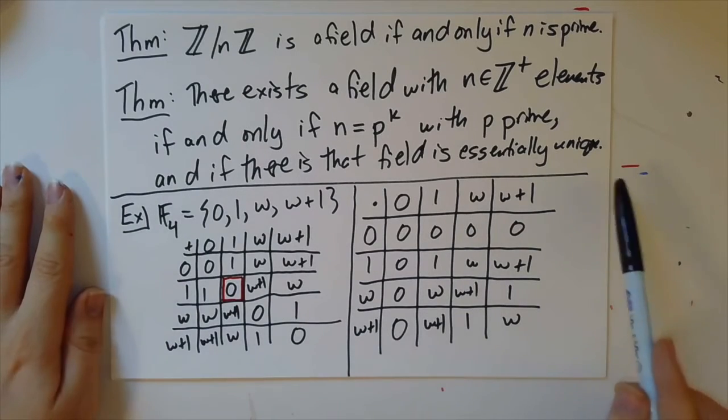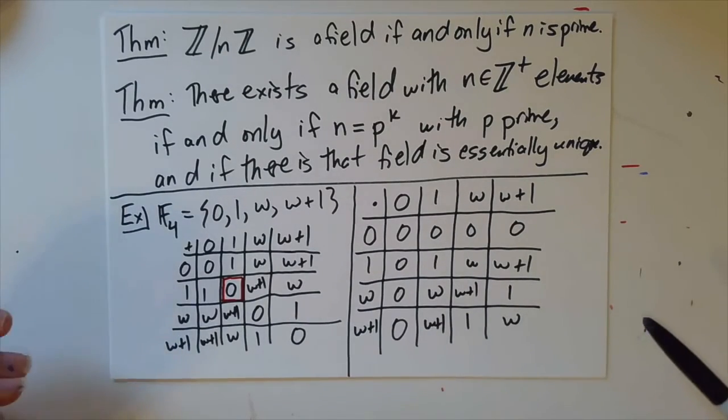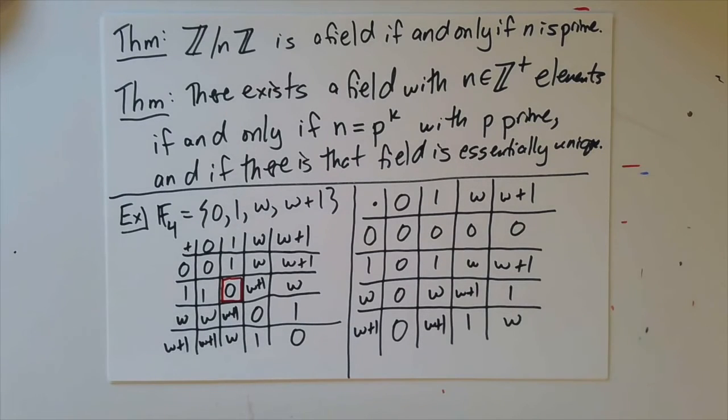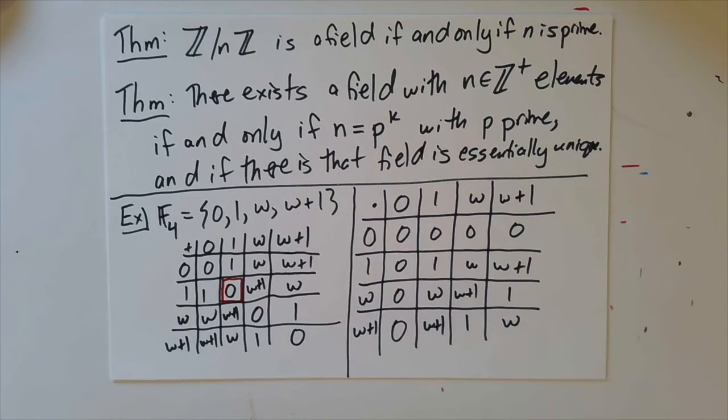So here is a field with 4 elements. My point here is not that you need to memorize this, because you definitely don't need to memorize the field with 4 elements as a multiplication table. But someone could tell you for any prime power how to make one of these things.